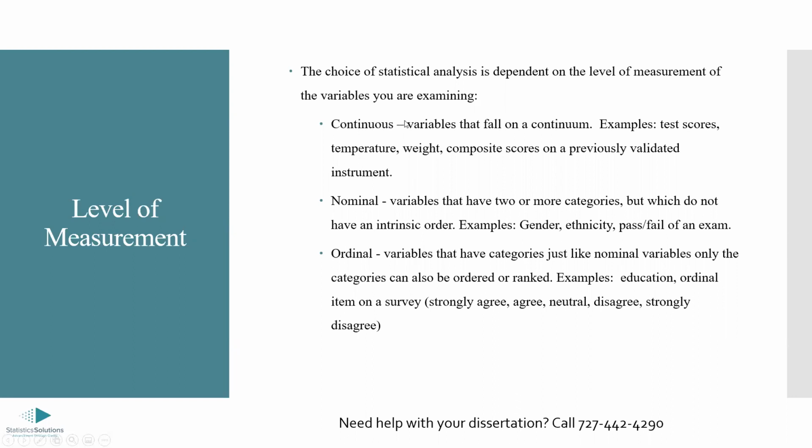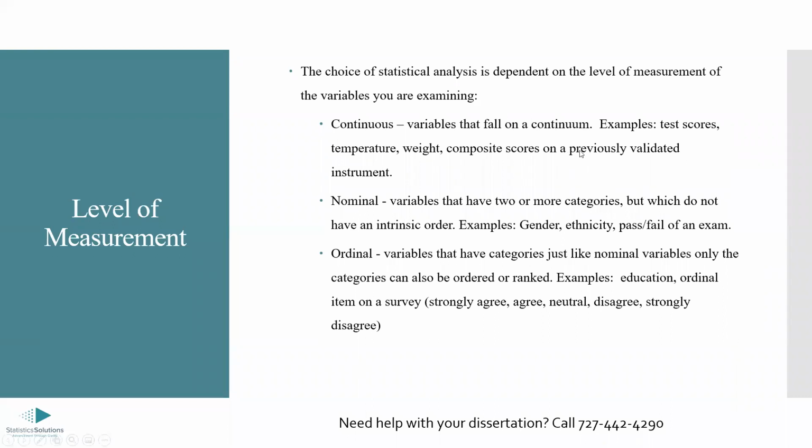A continuous variable is a variable that falls on a continuum, so it can fall on a range of values. Examples of these include test scores, so SAT scores or ACT scores, GPA, an exam score. Those are all considered continuous. Temperature, whether it's measured in Fahrenheit or Celsius, is considered ratio, which is often considered to be a continuous variable. We also have weight, which could be in kilograms or in pounds.